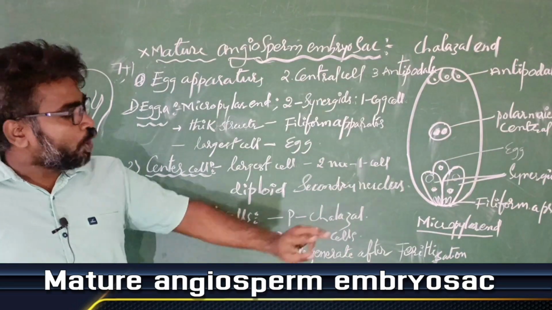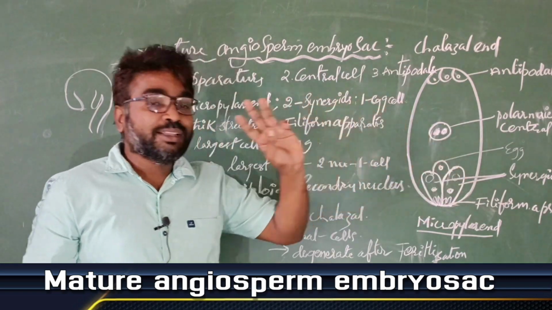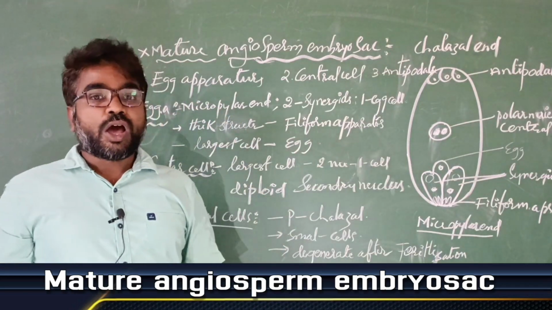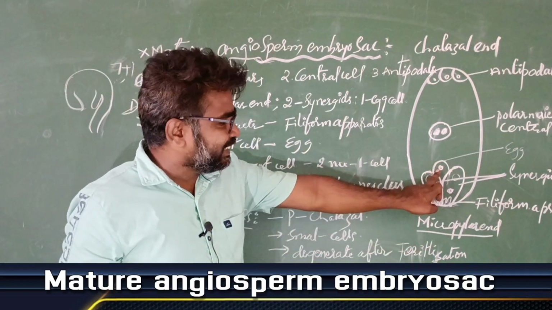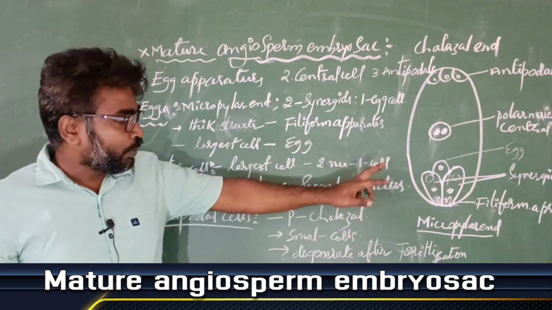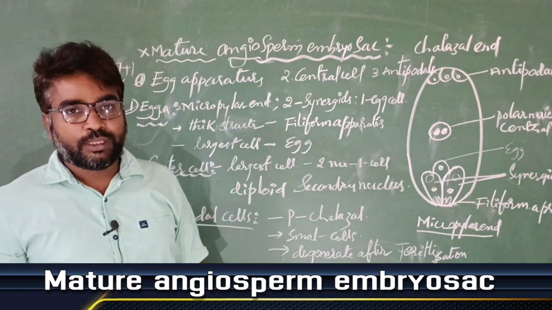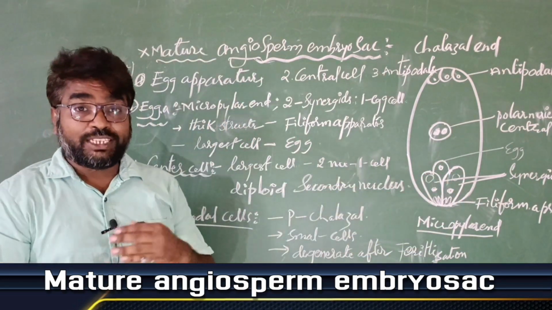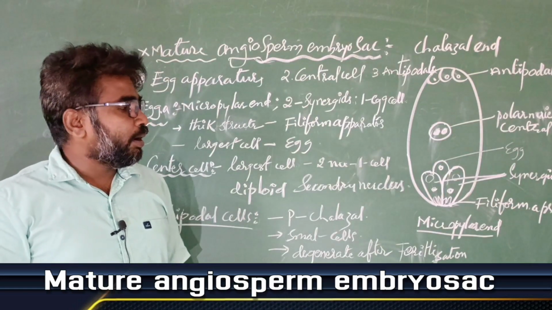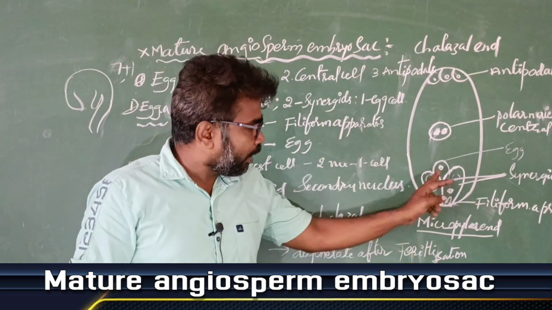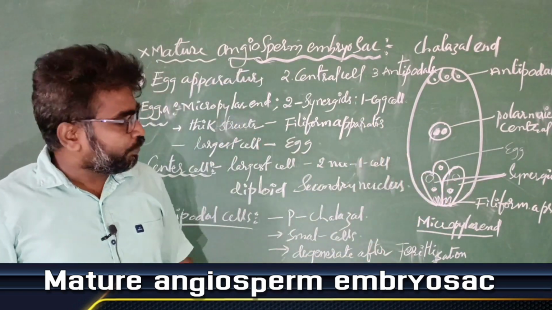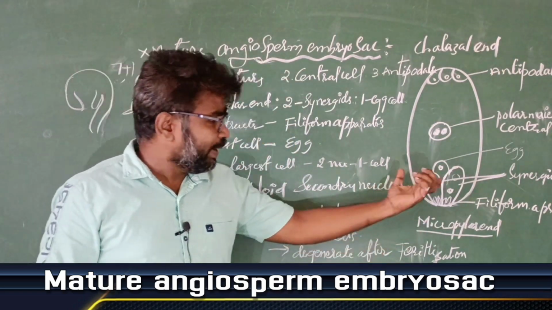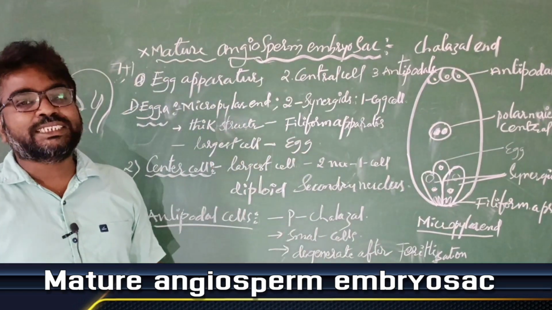In the egg apparatus, how many cells are there? 1, 2, 3. Three cells are there. Out of 3, one cell is bigger in size, that we call the egg cell. Very simple: which cell is bigger in size, which cell is fertilized with the male cell, that we call the egg cell. The remaining two cells we call synergids.